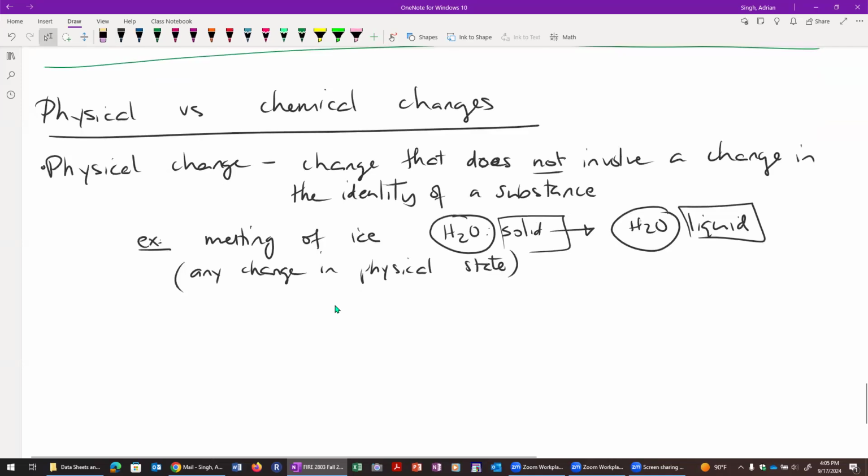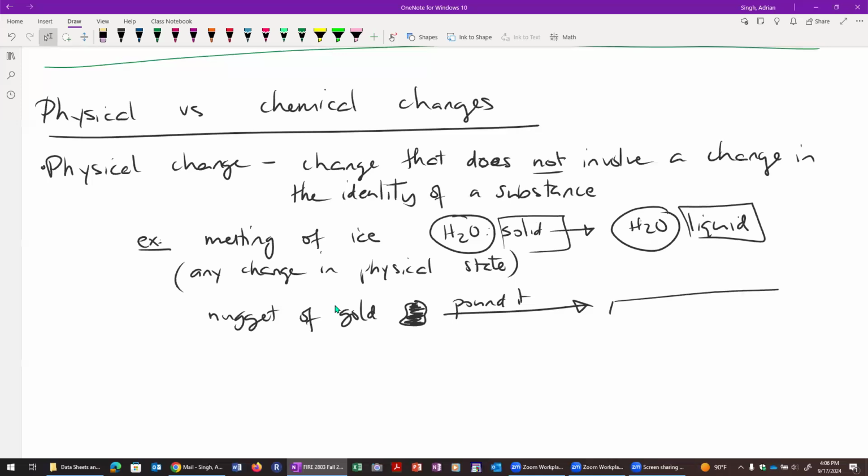If you think of having a nugget of gold, and then we take a hammer to it and pound it over and over and over again, and it turns into a gold sheet. But guess what? It still is gold. What changes is the appearance of it, from a blob into a sheet, but it still is gold, so that's a physical change.